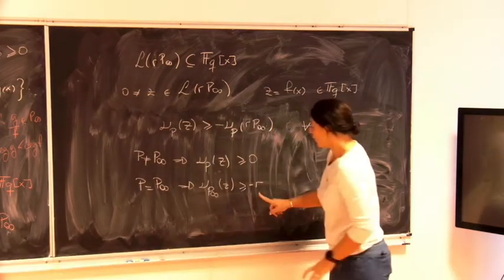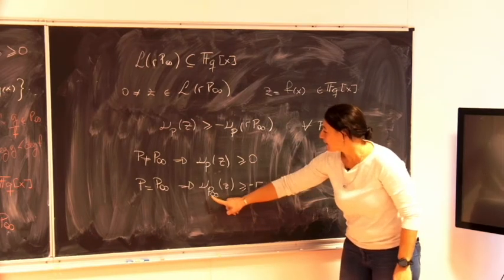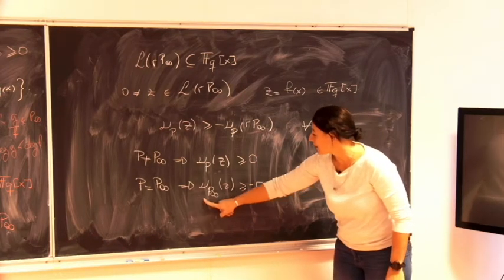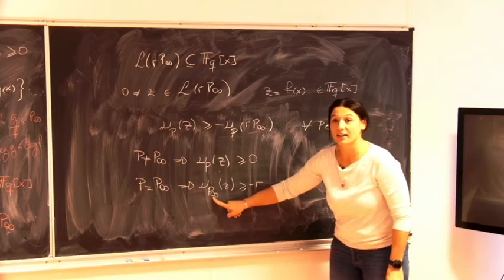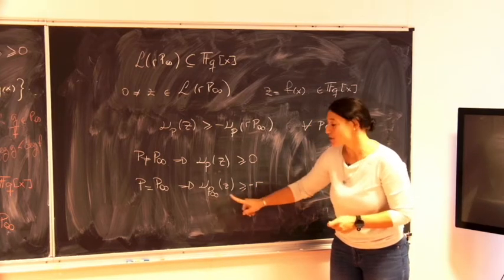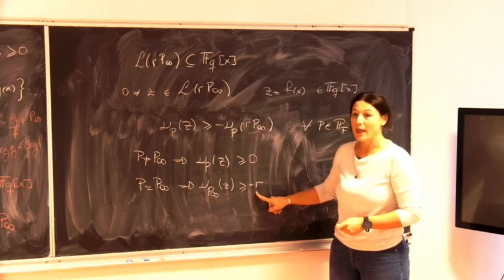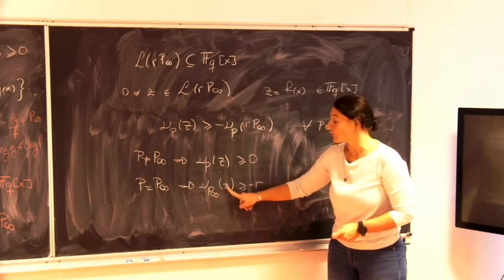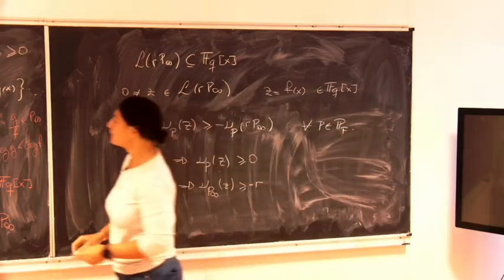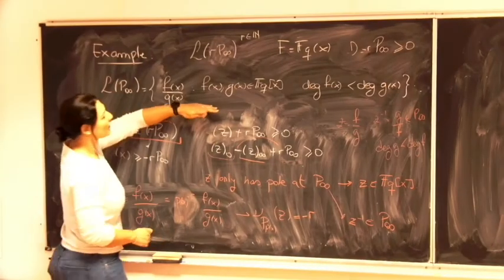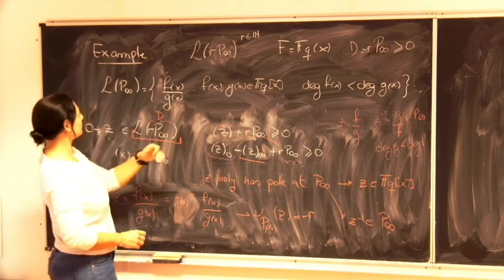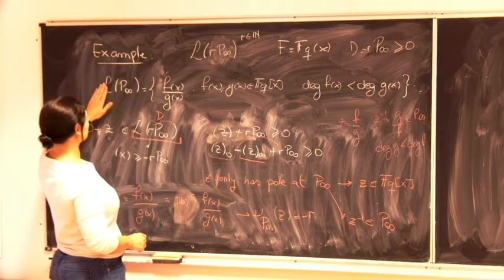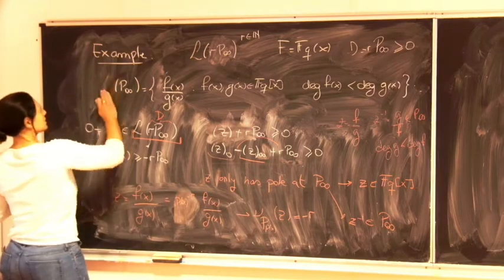So what I'm saying is that the valuation of this element at P infinity has to be at least minus R. But the valuation at P infinity of an element was defined. Recall that this was, no, this was wrong, okay? This is only P infinity.